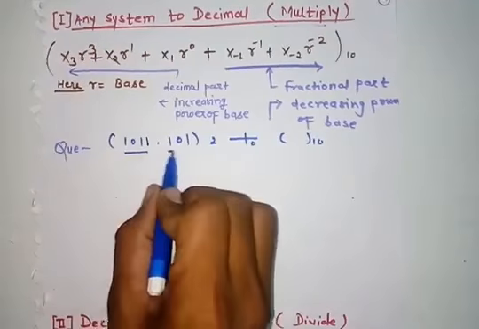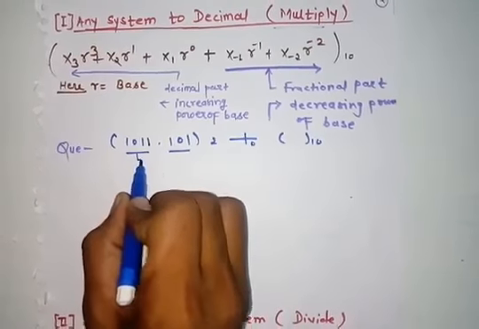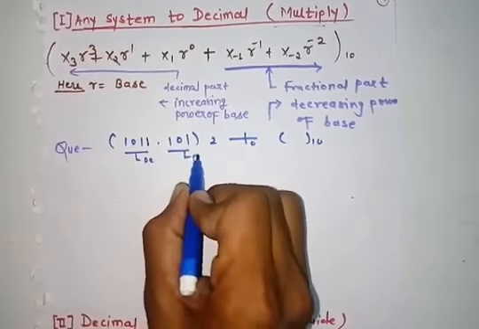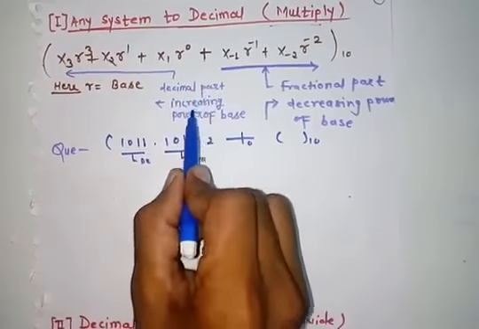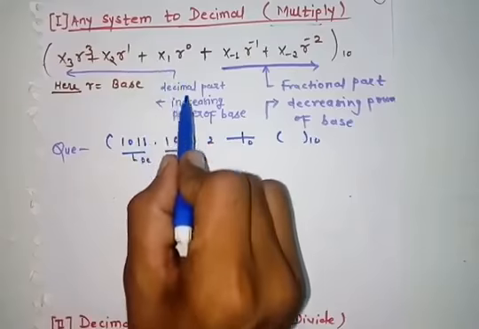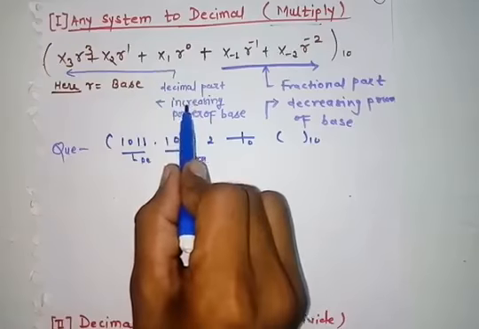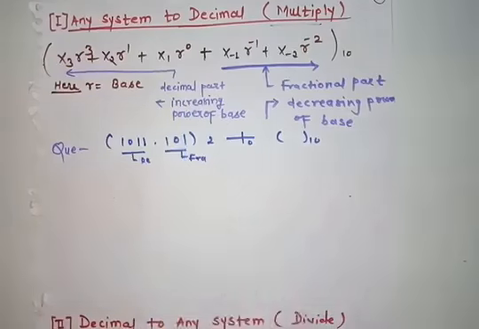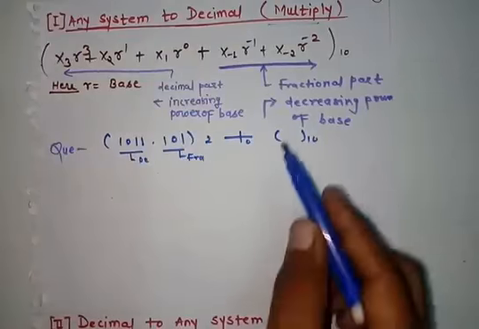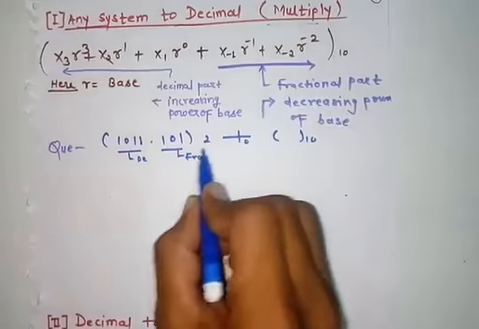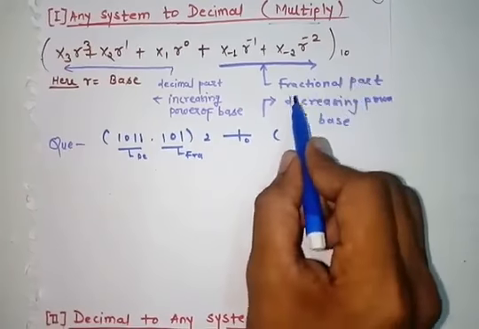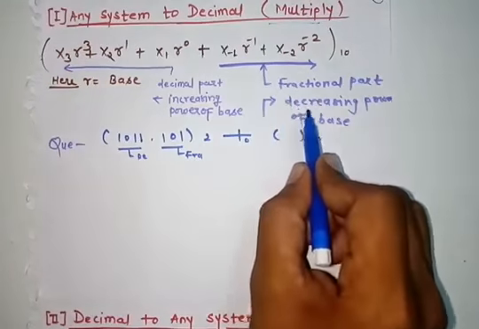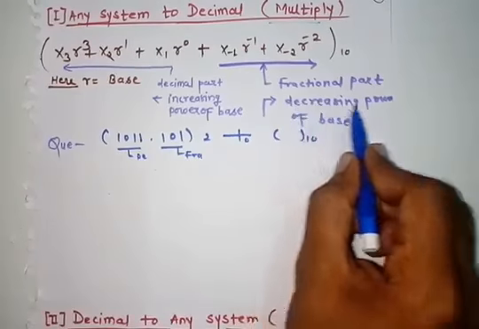Here we have two parts. First part is the integer part, and second one is the fraction part. We have to multiply the integer part digits by the base in increasing powers. For the fraction part, we have to multiply the digits with decreasing powers of the base.